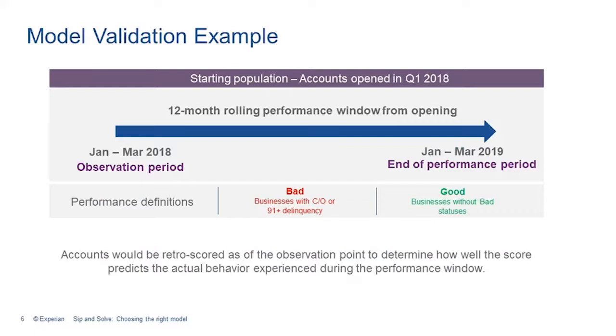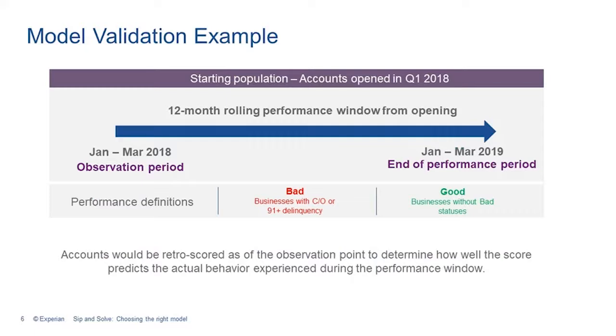How do we perform a model validation? Well, we would start with a population, and I have an example laid out here that shows accounts opened in first quarter 2018 as the example. That would be our observation point. And what we would do is look at the data that's available as of that time when the account is about to be opened, and you score them with the generic models at that observation point.